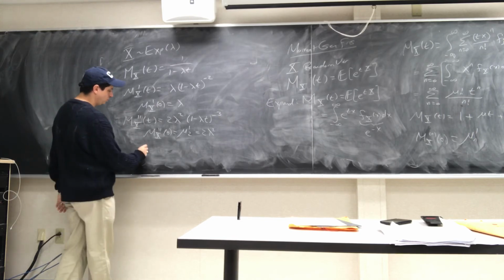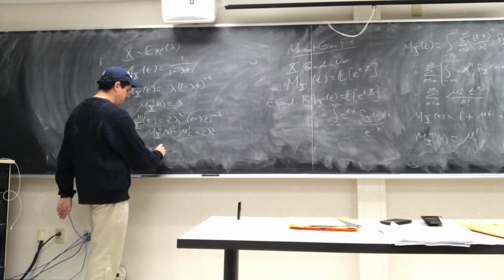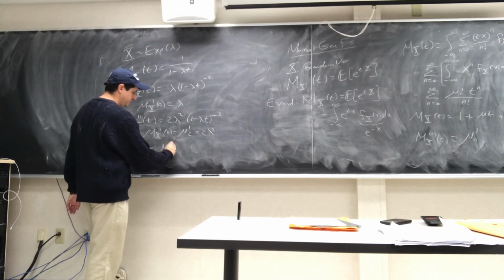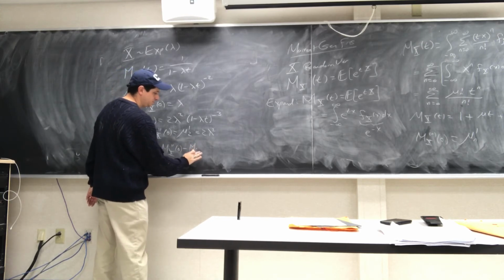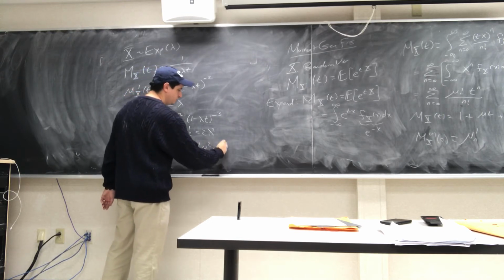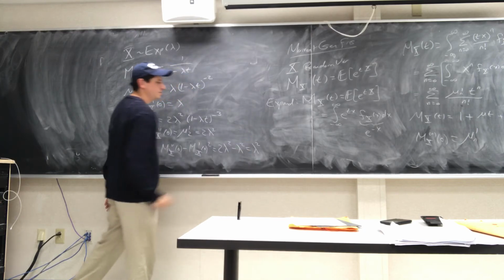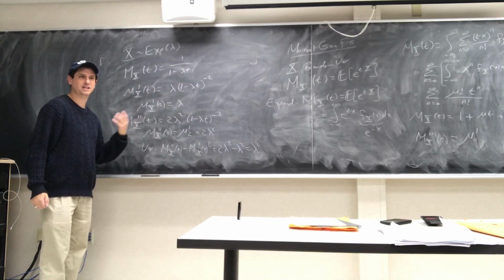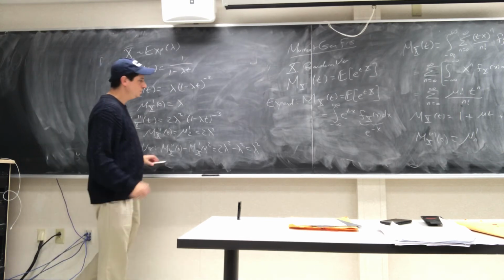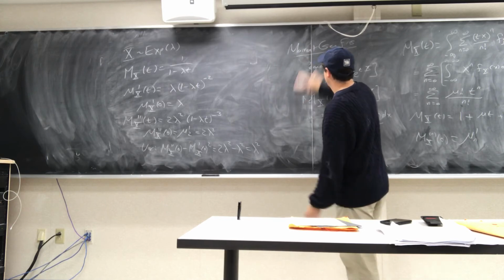And so now, if we wanted to get the variance, it would be M_X double prime of 0 minus M_X prime of 0 squared. So we get 2 lambda squared minus lambda squared, which is lambda squared. And we would then get the standard deviation of the exponential as lambda, exactly as before. All right, so the derivatives weren't too bad in this problem. They could have been worse.